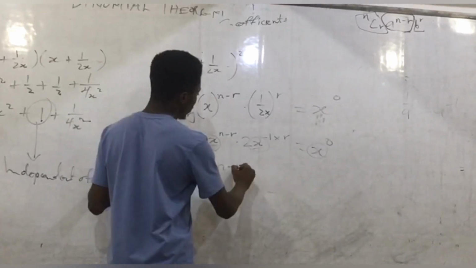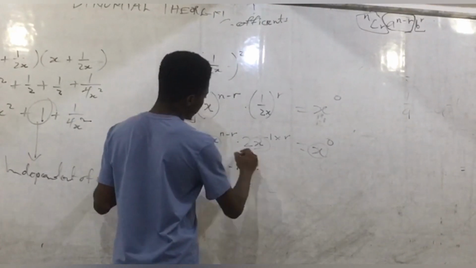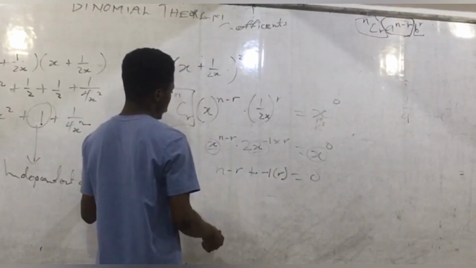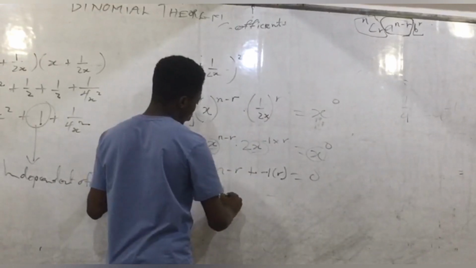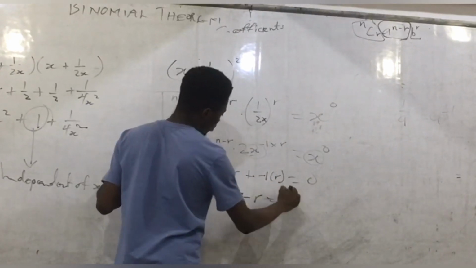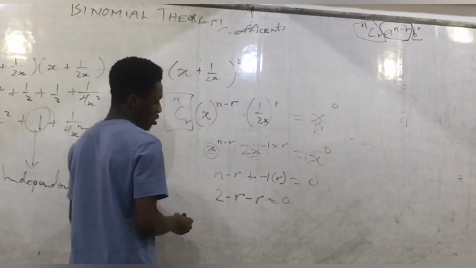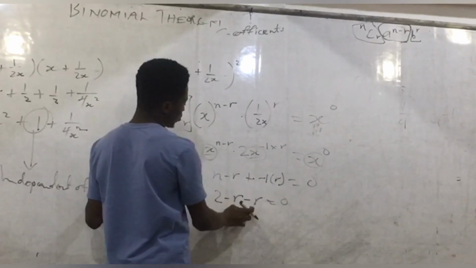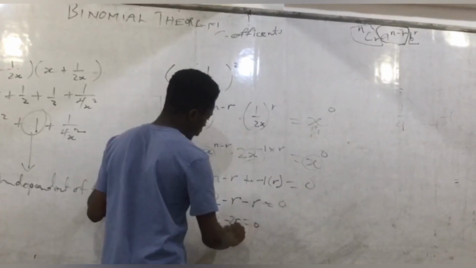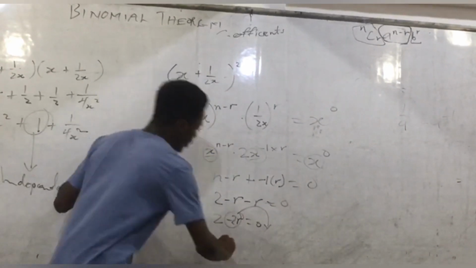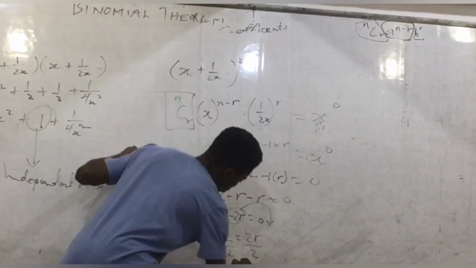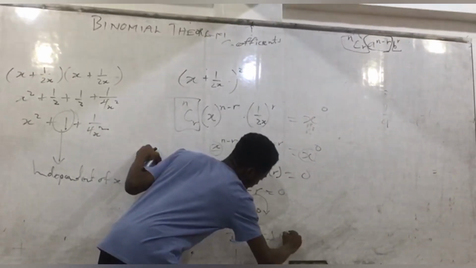So it becomes n minus r plus minus 1 times r being equal to 0. And we know our n to be what? 2. So 2 minus r minus this and this will give you r is equal to what? 0. Minus 1 times r will give you minus r. So you get 2 minus 2r being equal to 0. We take r to the opposite side, we get 2 being equal to 2r. We divide it by 2, we divide it by 2, so that we get r as 1.